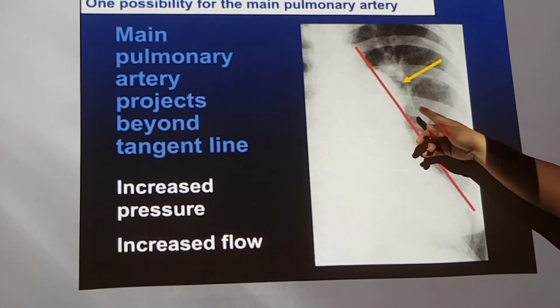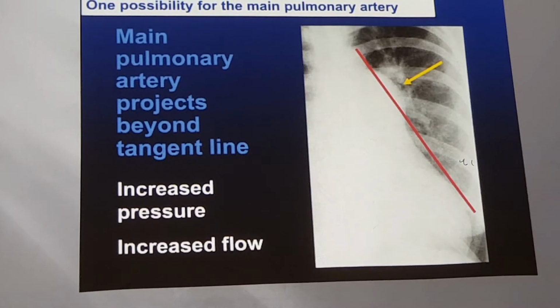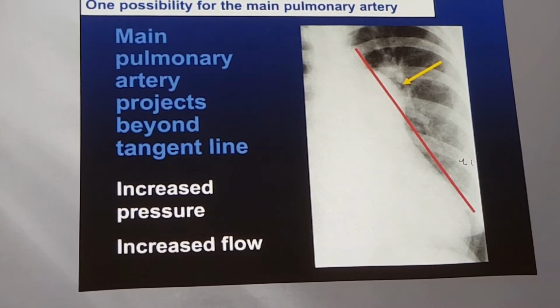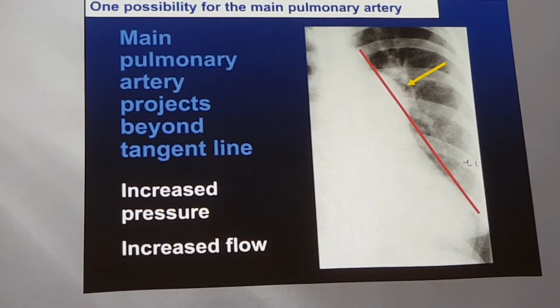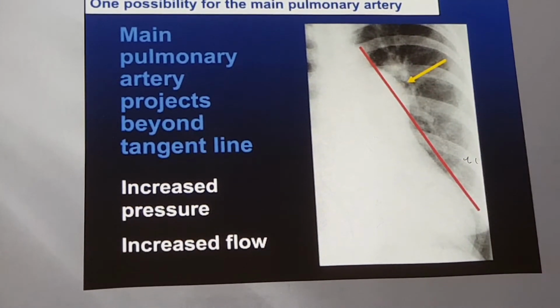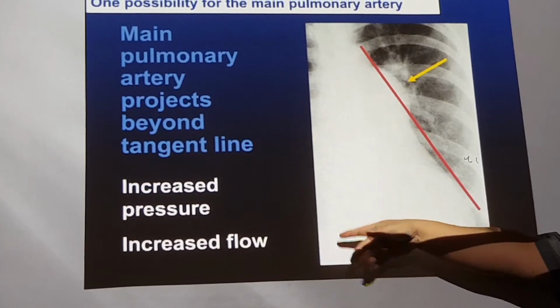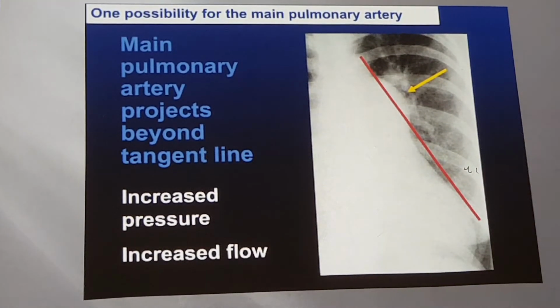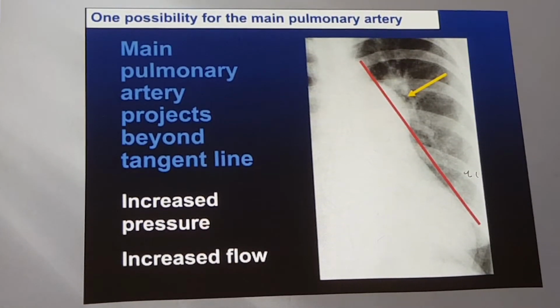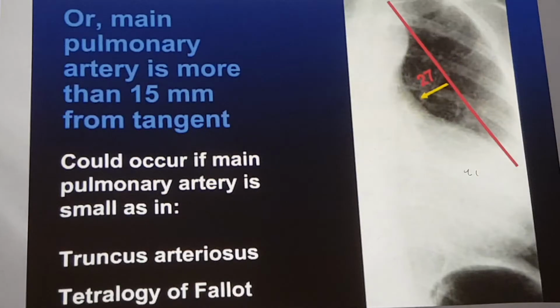So this one is the projects beyond the lines. So when it projects beyond the lines, that means that the measurement is more than 15 millimeters. So that means there's convexity of your main pulmonary artery. So that indicates that could be due to two causes. There's increased pressure or increased flow in your right ventricular outflow tract.